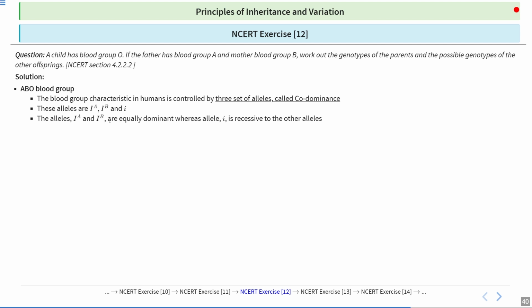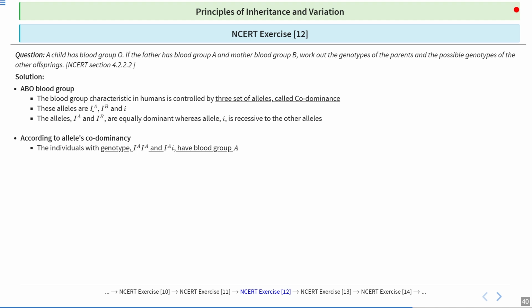So the RBCs of this person will carry both the sugars on the plasma membrane. Whereas allele i is recessive to the other alleles, and the recessive condition is only expressed in the homozygous condition. So ii will be blood group O. Now, according to the rule, individuals with genotype IAIA and IAi have blood group A. So this is basically the law of dominance.